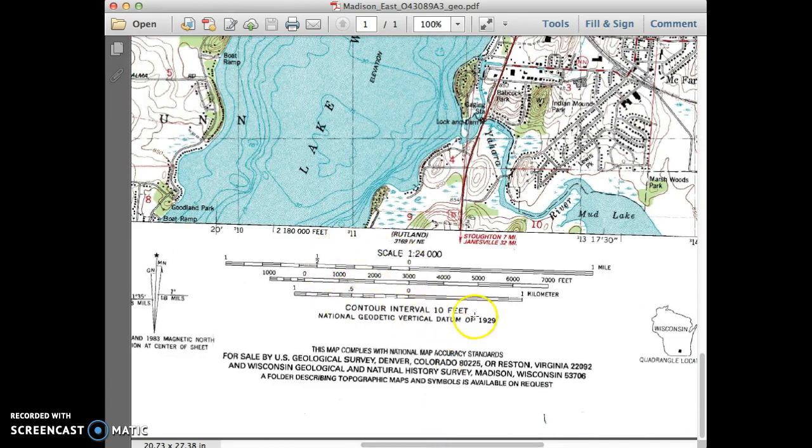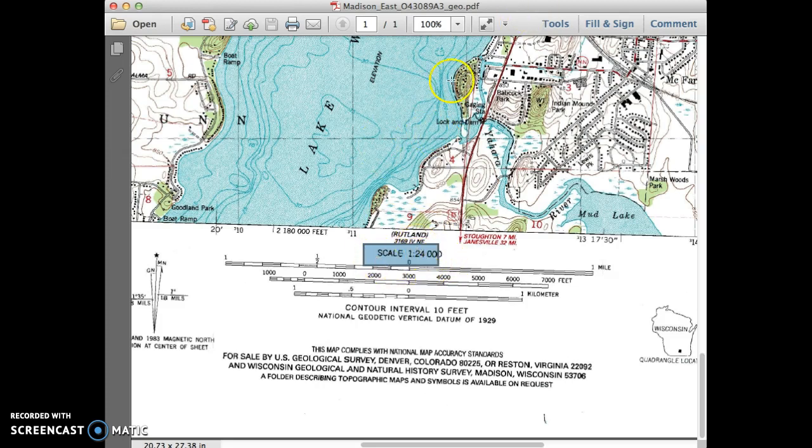Right here in the very middle, we have our scales. Now, scales on maps are shown in different ways. One of the most important scales that we can use is the fractional scale, which is written right here. Let me see if I can draw a line around it. It has 1 to 24,000, so that's the fractional scale for this map.